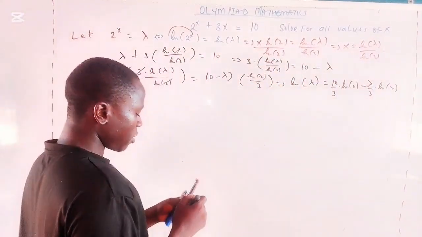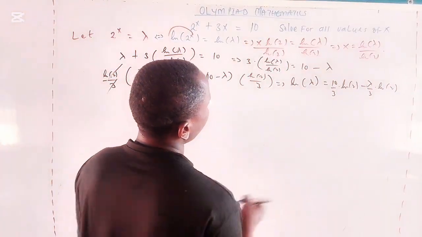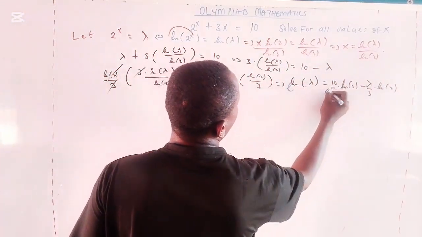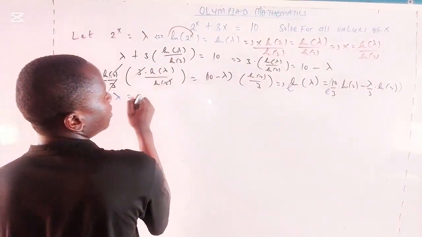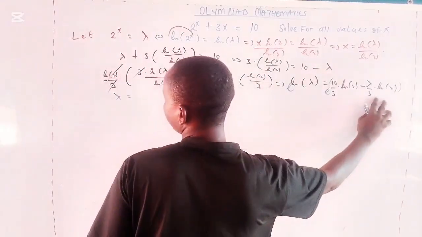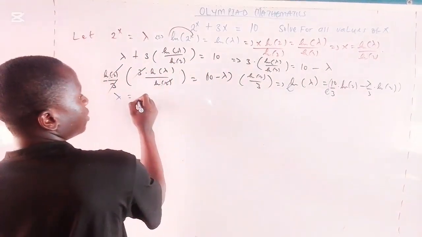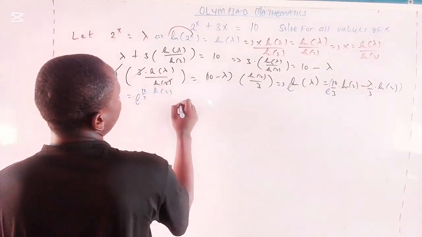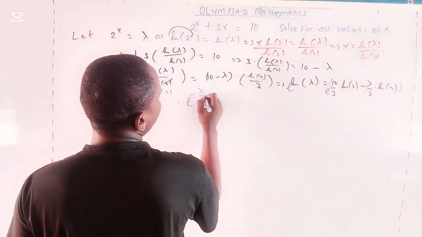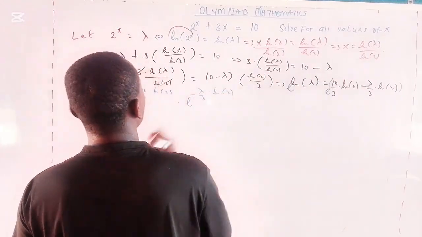Alright, then the next thing you are going to do is take the exponent of both sides, that is, the base of your natural log. If you do that, we are going to have lambda is equal to, applying the law of indices right here, e raised to the power of 10 over 3 multiplied by natural log of 2, multiplied by e raised to the power of negative lambda over 3 multiplied by natural log of 2.